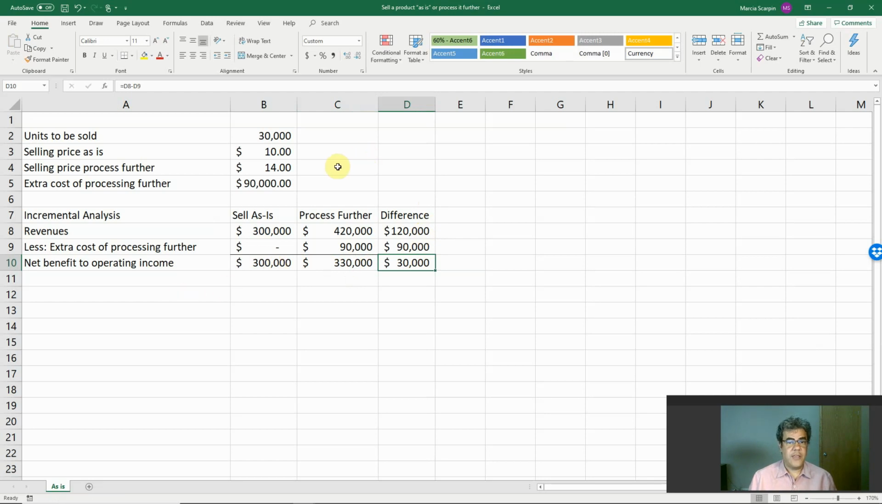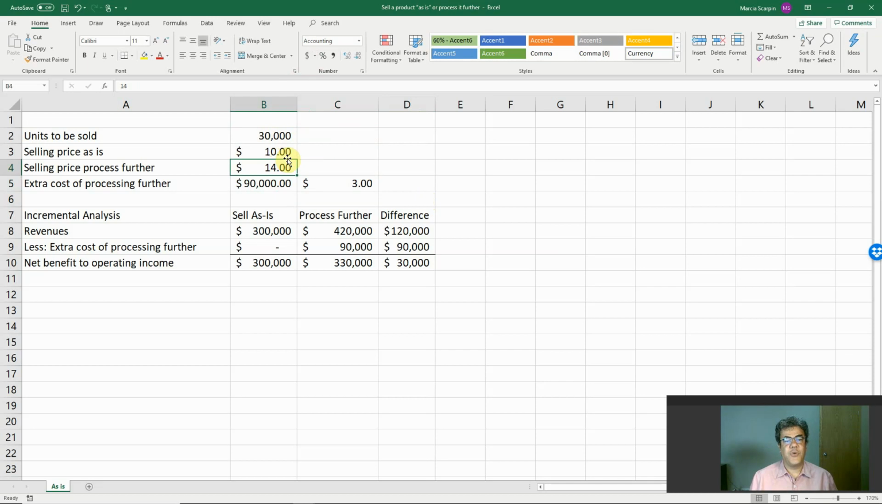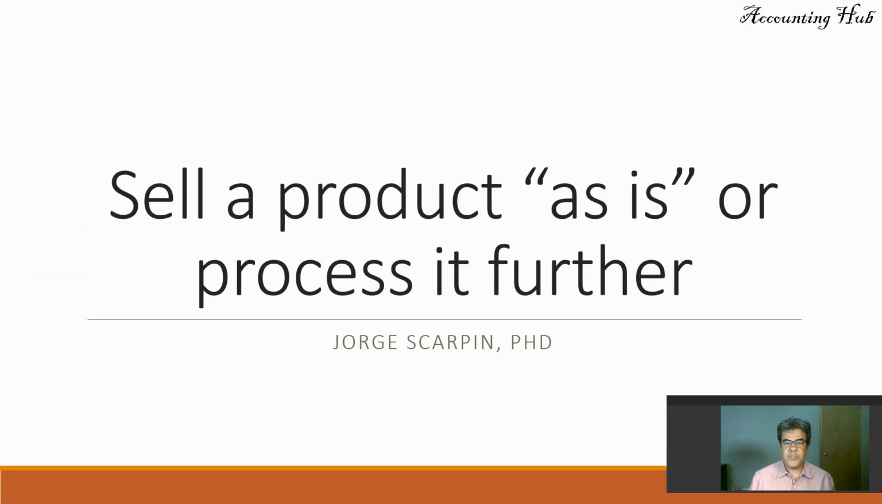Another way to do that is our extra cost of processing further per unit. 90,000 divided by 30. It is $3. The difference of our price is 4. Our extra cost is 3. So we will earn 4 processing further. We will spend 3 processing further. So we will earn $1 per unit. And $1 times 30,000 units will be $30,000.